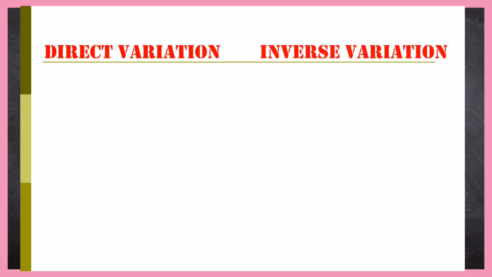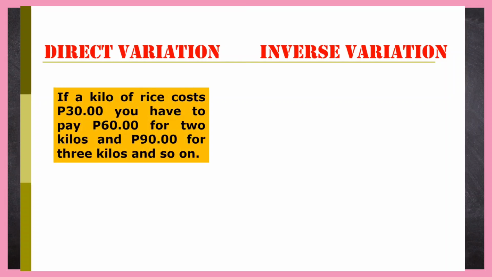Now, let us apply direct and inverse variation in our daily lives. So we have the first one: if a kilo of rice costs 30 pesos, you have to pay 60 pesos for 2 kilos, and 90 pesos for 3 kilos of rice. Then let us have a table of values to differentiate direct and inverse variation.